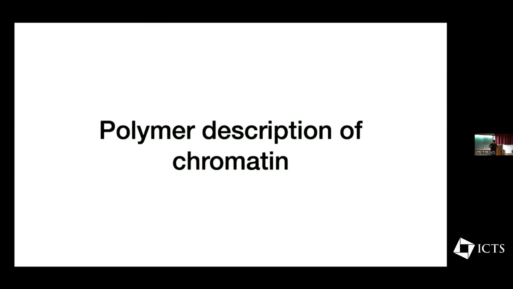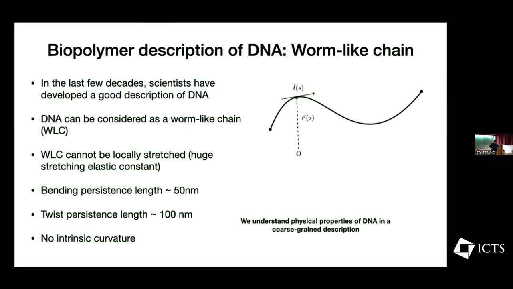and one has to have a polymer description of chromatin. We have a reasonably good polymer description of DNA, and something called the worm-like chain model became quite popular in the last 20 years or so to describe the DNA. And why is it popular? Because we understand all the parameters of the worm-like chain model, like the persistence length, the twist persistence length, and the intrinsic curvature, and so on and so forth.